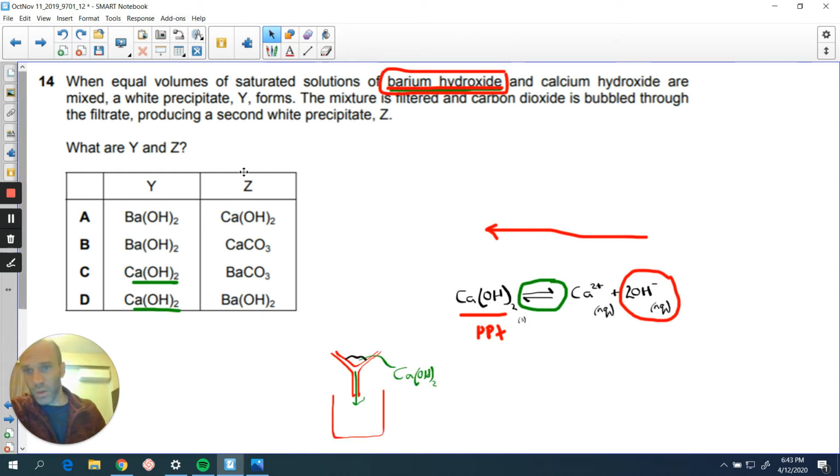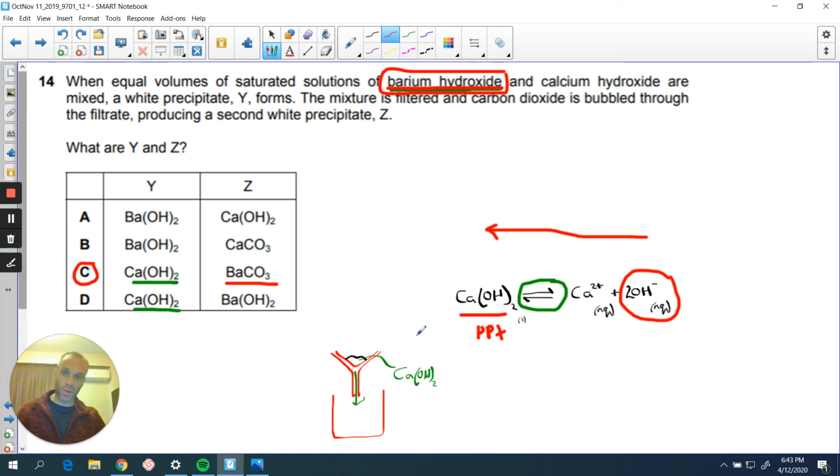Now, to help explain why Z is going to be barium carbonate here, and your answer is actually going to be C: Z is barium carbonate because if you actually went ahead now and filtered this solution, remember, you've still got your very soluble barium hydroxide in there, and then you formed this white precipitate of calcium hydroxide. So that's going to collect in your filter paper. That's your calcium hydroxide collecting there.